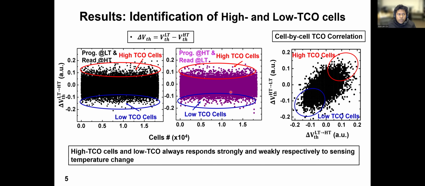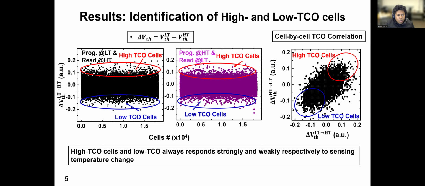from the second experiment. In the first experiment, we program the chips or the cells at low temperature and read it at high temperature. And then we subtract the high temperature threshold voltage from the low temperature threshold voltage to get the DVT values. And on this second scatter plot, we reverse the experiment. We program the chip at high temperature and read the chip at low temperature, and we calculate the threshold voltage values in the same way.